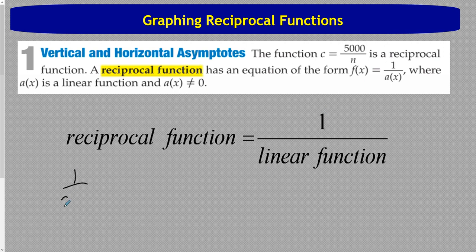So 1 over 2x minus 3, or 1 over x plus 4, or 1 over x, or 1 over 3x minus 11, something like that. It can't be x squared. That starts to be a whole new thing. For reciprocal functions, it is specifically the reciprocal of a linear function. So 1 divided by a linear function. That's all we really need to know.